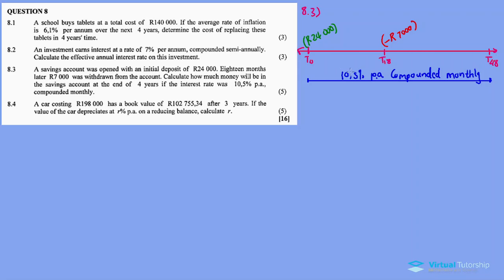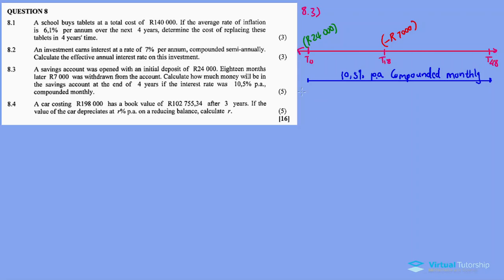So for this entire time, what was happening is we had an interest rate of 10.5% per annum compounded monthly. So from ekuqaleni until the end of the 4-year period, there was an interest rate of 10.5%. Now bheka ke manje, sizothi now we calculate the accumulated amount. Also sifuna ukwazi ukuthi how much money will be in the savings account at the end of the 4-year period.